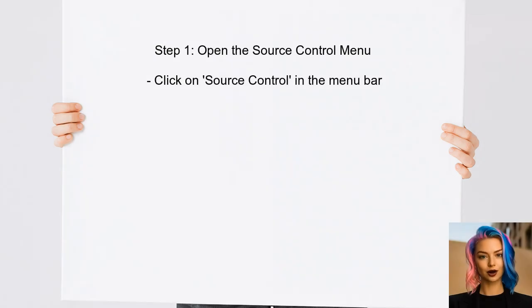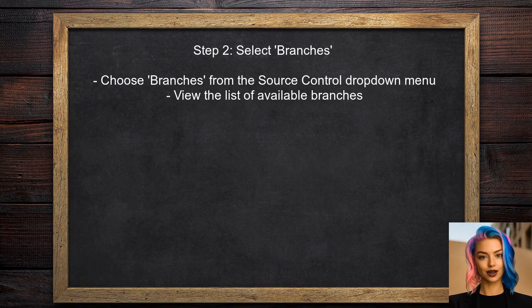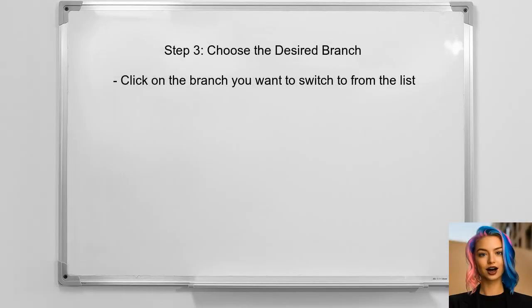To switch branches in Xcode 9, the user should first open the source control menu. This can be done by clicking on the source control option in the menu bar at the top of the screen. Next, the user needs to select the branches option from the drop-down menu. This will display a list of available branches in the project. Now, the user can choose the branch they want to switch to. They should simply click on the desired branch from the list.